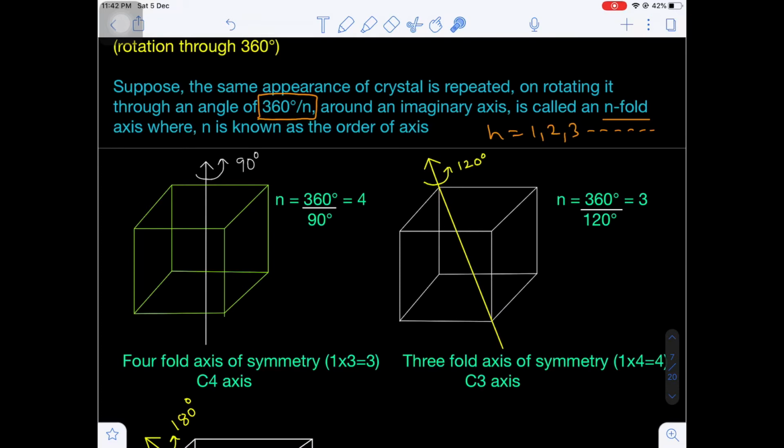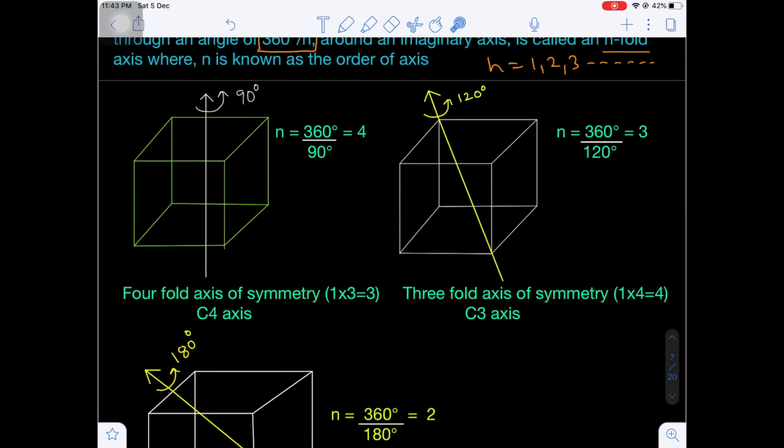Now, one more axis we are considering here, passing through the opposite corners. From this corner to this corner, if you assume an imaginary axis, through which, if I rotate 120 degrees, at every 120 degrees you will get the same repeated crystal structure. So in total you will get 3 times the same repeated structure. That's why 360 by 120 will be 3, and that's why this is called a threefold axis of symmetry.